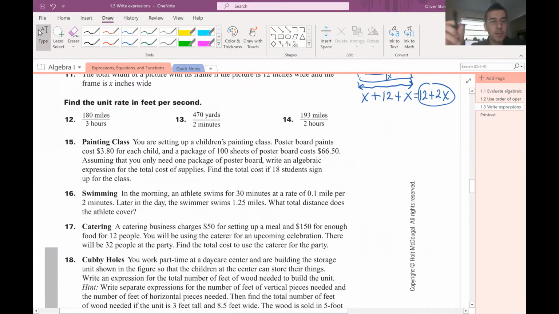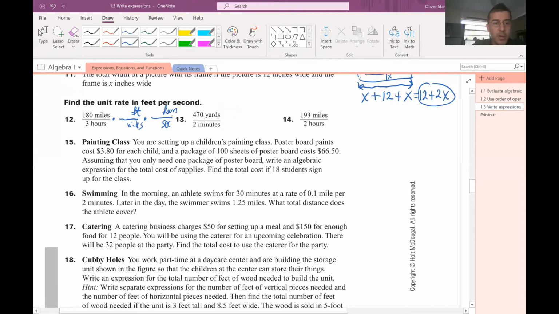Find the unit rate in feet per second. So we have to get feet on the top. So here we're going to get feet on the top. We have to cancel out miles. So miles have to be converted into feet. And then we have to get seconds in the denominator here. So hours have to cancel out. So hours and hours going to cancel out.